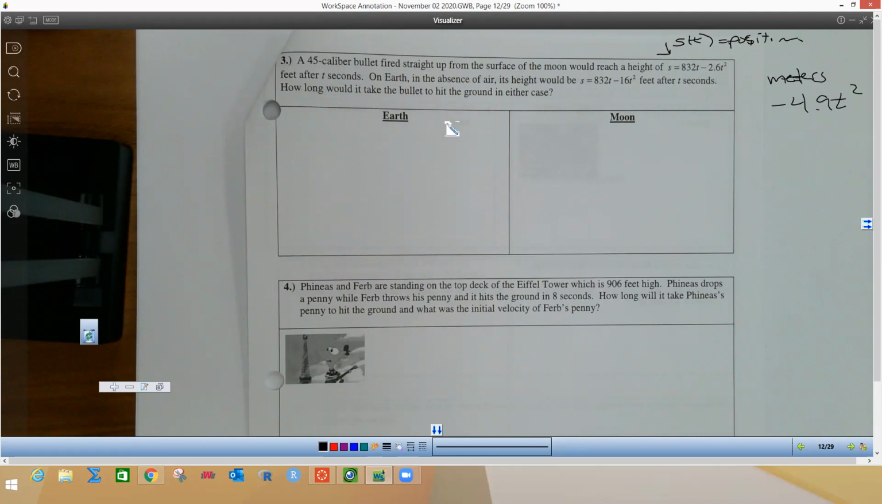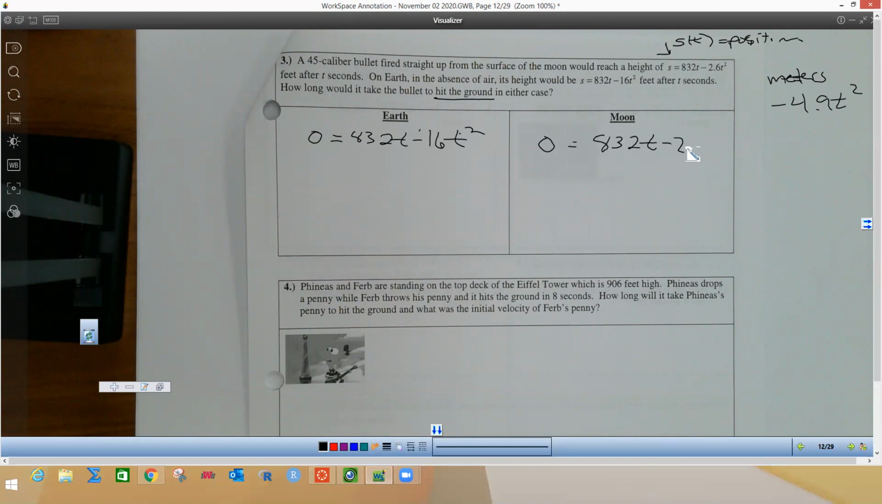All right, so anyway, how long would it take the bullet to hit the ground in either case? So, hit the ground. What does that mean about your height? It's 0. So you've got to say your S is 0. Oops, I put the wrong one. That's the moon one. The Earth is negative 16 t squared. And we're going to solve that, and then you plug 0 in for the height on the moon.